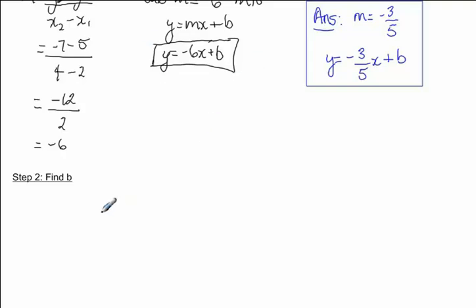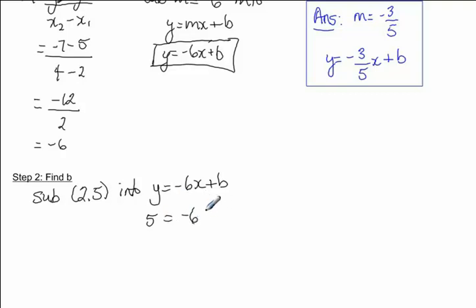So I'm going to choose (2, 5). I'm going to sub (2, 5) into y is equal to -6x plus b. So I'm going to sub in for the y and the x and then solve for b. So my y is 5, which is equal to -6 times 2 plus b.